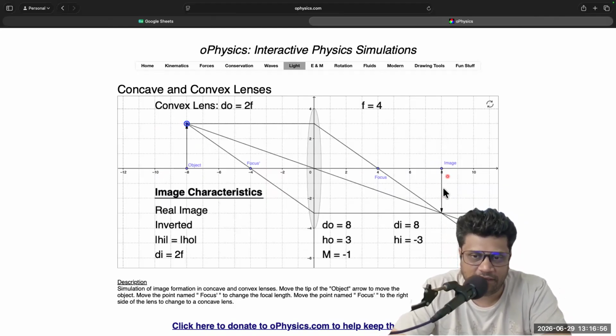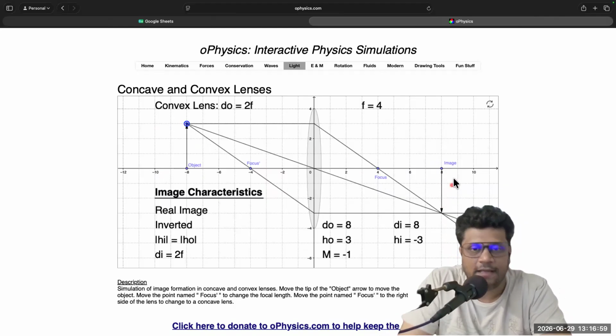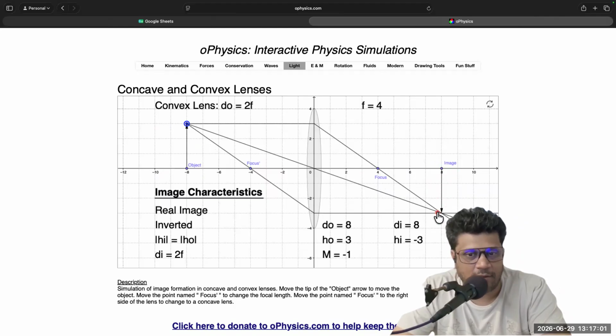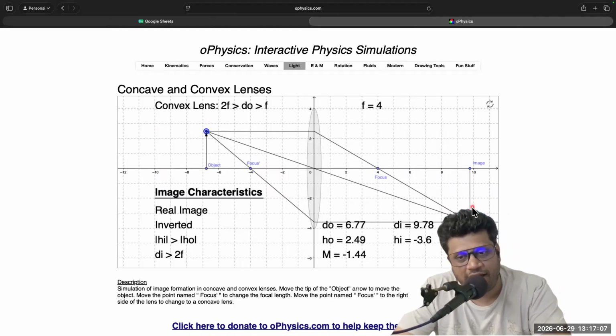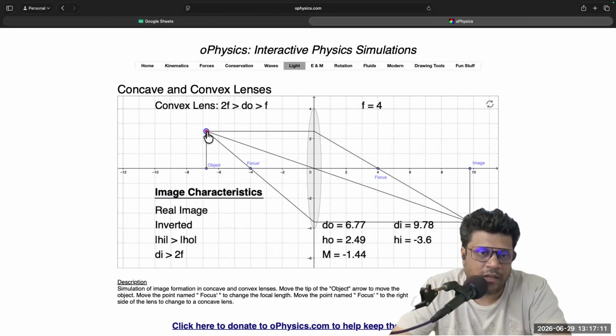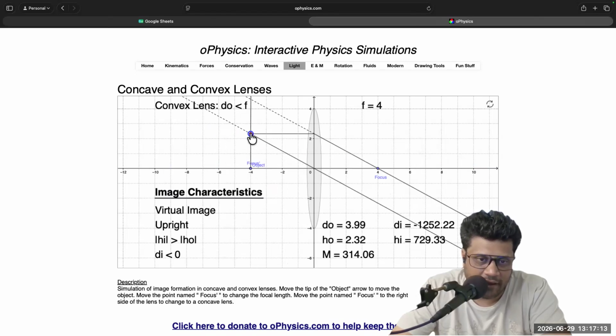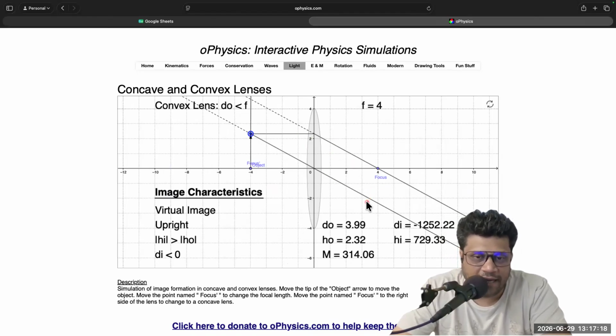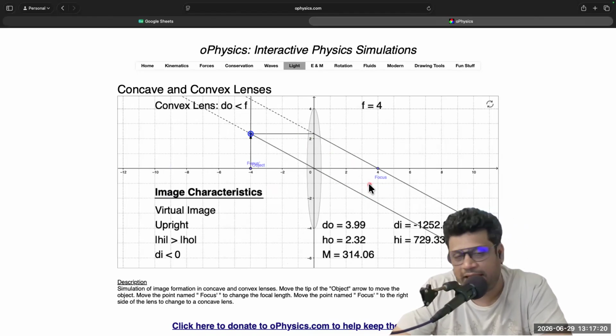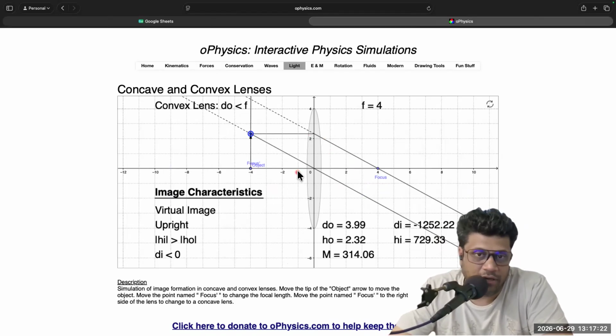So I see that the image is inverted and it's real, and it is the same size as the object. You can place it between f and 2f. This time I see an image which is magnified. It is beyond 2f. It is inverted. It is real. Right at f, I see that the rays, after they follow the rules, are refracting in a way they are parallel to each other. They're never going to meet. So there is going to be no image created.